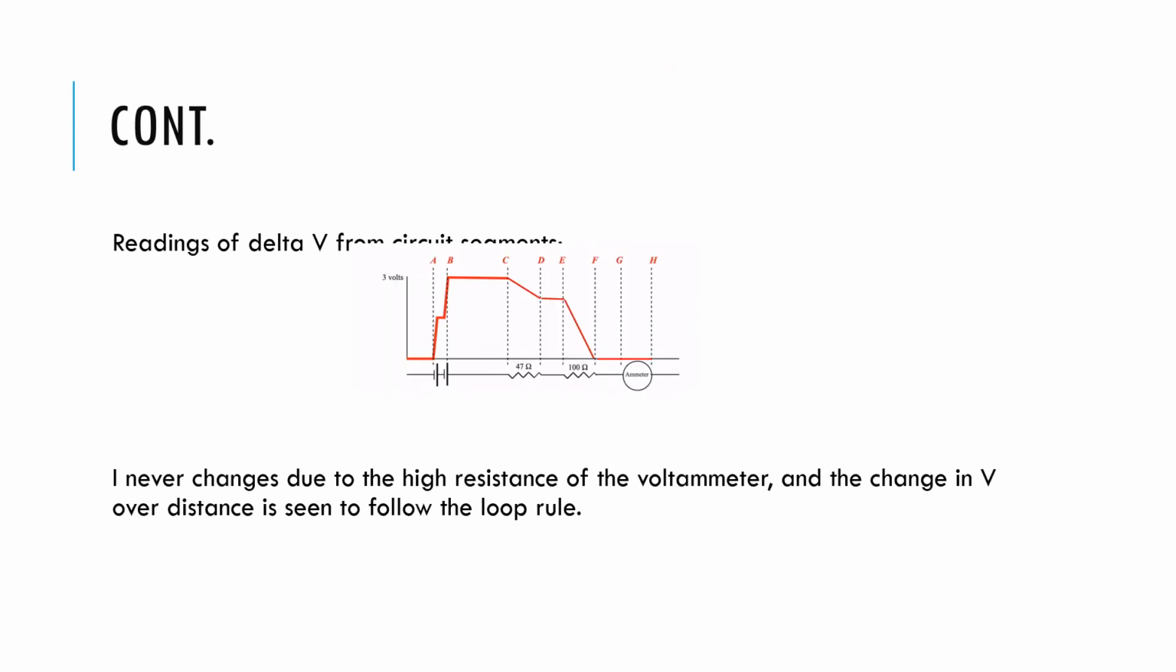Continued. This graphic is a little bit skewed. I can't really fix it whenever I'm doing these recordings. I don't know why. But the readings of delta V from circuit segments: this is just me completing the graph they were giving you. You see that at each of the batteries, the voltage jumps up 1.5 for each battery, and then at each resistor, you see it decrease across the resistor back to zero. And you can see that this graphic also follows the loop rule because beyond point H, you hit point A again. So you can see that at that singular point coming from either direction, the voltage at that point would be the same. So it follows the loop rule.